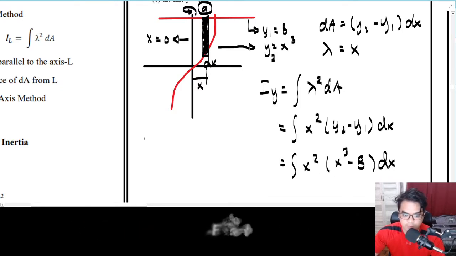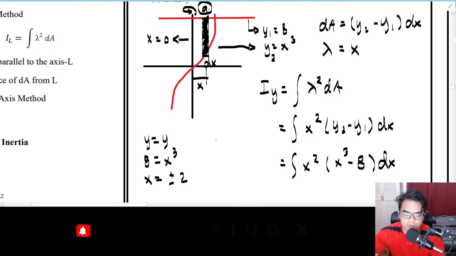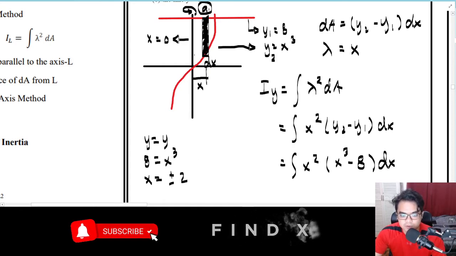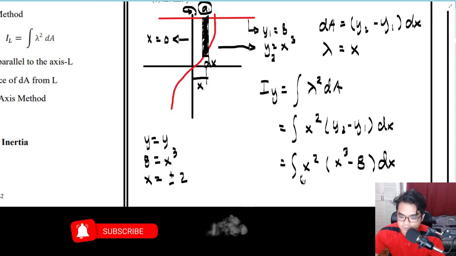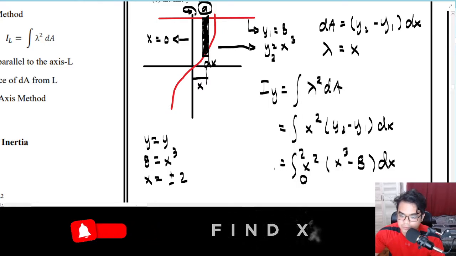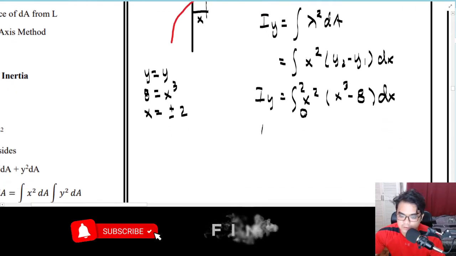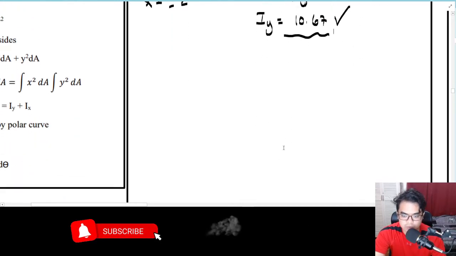But we still have to get the intersection. If you make y equal to y, then 8 is equal to x cubed, therefore x is equal to plus or minus 2. You will be getting the positive one, so that is from 0 to 2. That will be your I_y. If you just enter this in your calculator, you will have I_y equal to 10.3. This will be your answer with respect to the y-axis.